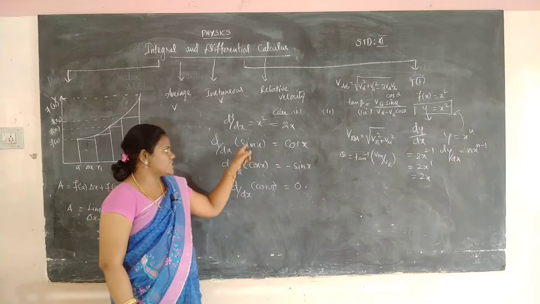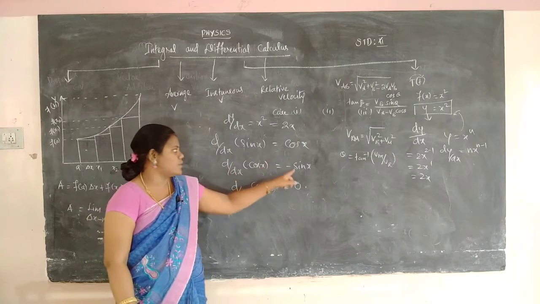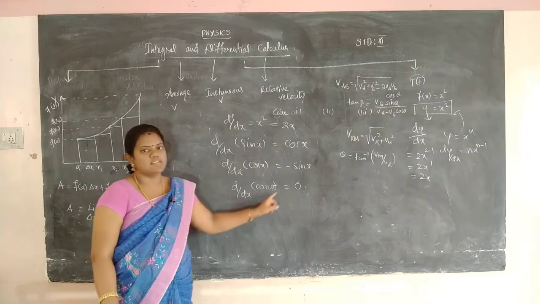But dy dx of sin x is equal to cos x. dy dx of cos x is equal to minus sin x. dy dx of constant is equal to 0.